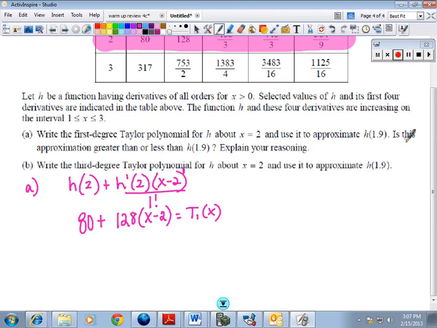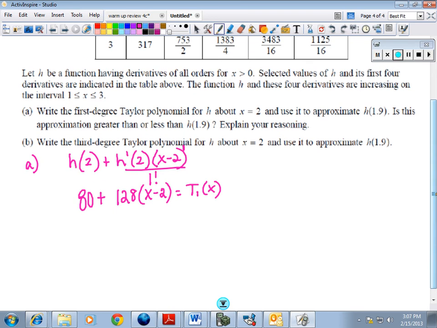Now it says use it to approximate h of 1.9. Well, just like you would use the tangent line to approximate h of 1.9, you just fill in a 1.9 where the x is. I'm just going to go ahead and tell you that you get 67.2 when you work that out. Is this approximation greater than or less than h of 1.9?